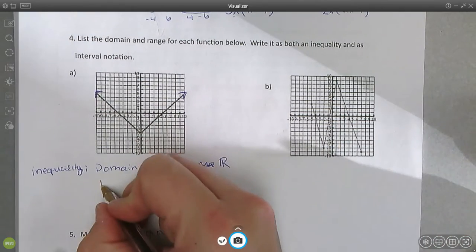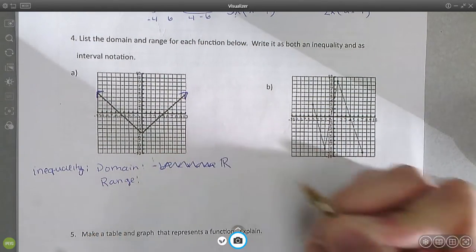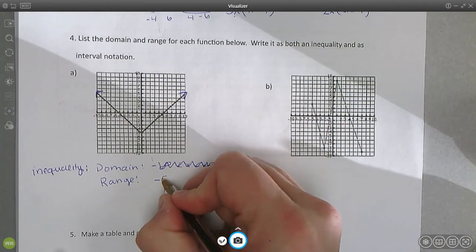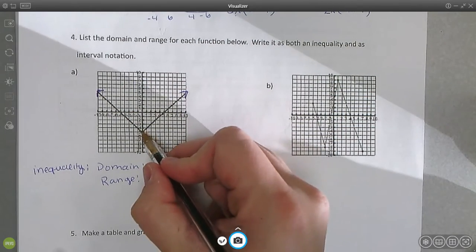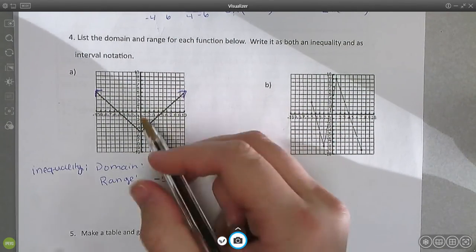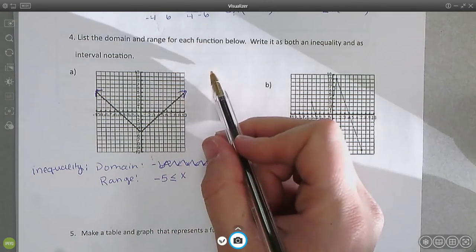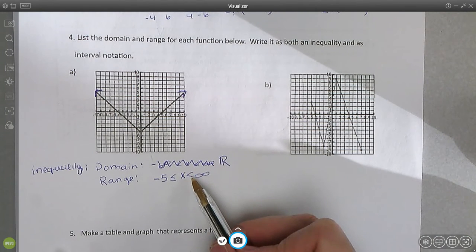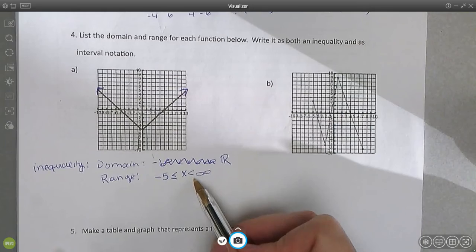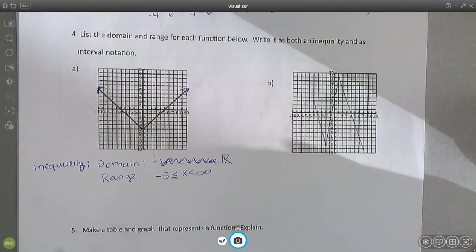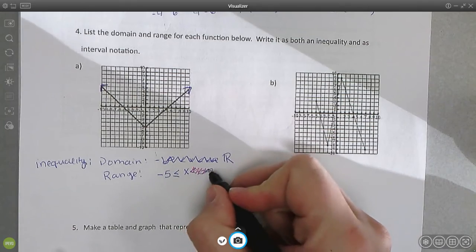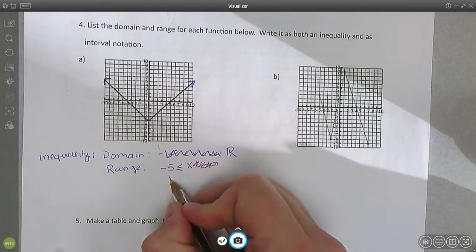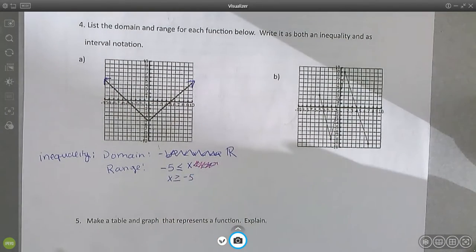Okay, then our range. So what's our smallest y value? Looks like it's at -5. So we have -5 less than or equal to y, because it looks like it's equal to. And then our biggest y value, this is going to keep going. So it's at positive infinity, and you can never equal infinity. So that's why you don't have the equal sign. But remember, you don't ever have an infinity in your inequality. And this y has to be written first, so you have to flip it around.